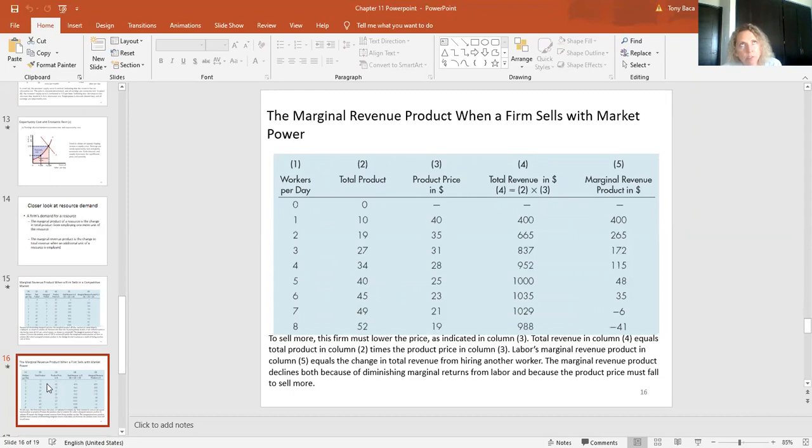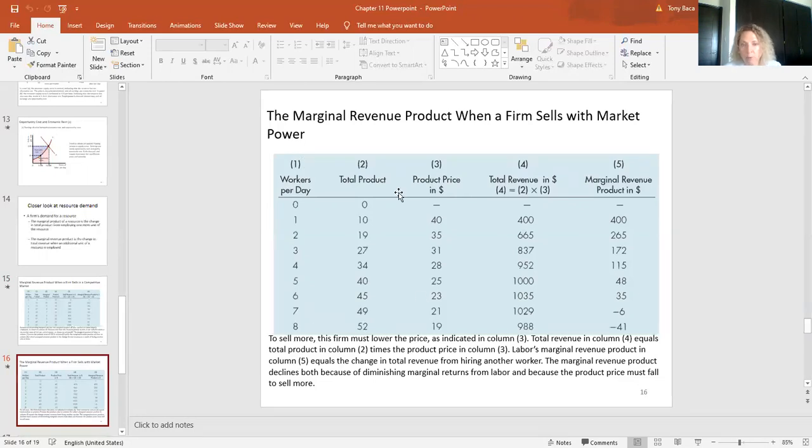Now, the reason I say downward sloping demand curve is because that would tell me that the more I wanted to sell, the lower the price would have to be. I have some influence over price, right? And I know that if I want to sell more, I got to bring the price down because that's what the demand curve says I have to do. Okay, that downward sloping demand curve. And so you can see we have the same information in columns 1 and 2.